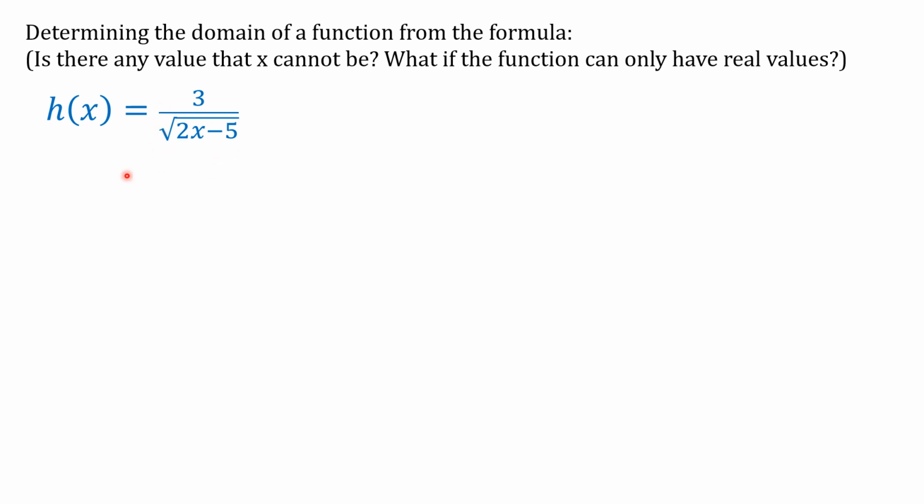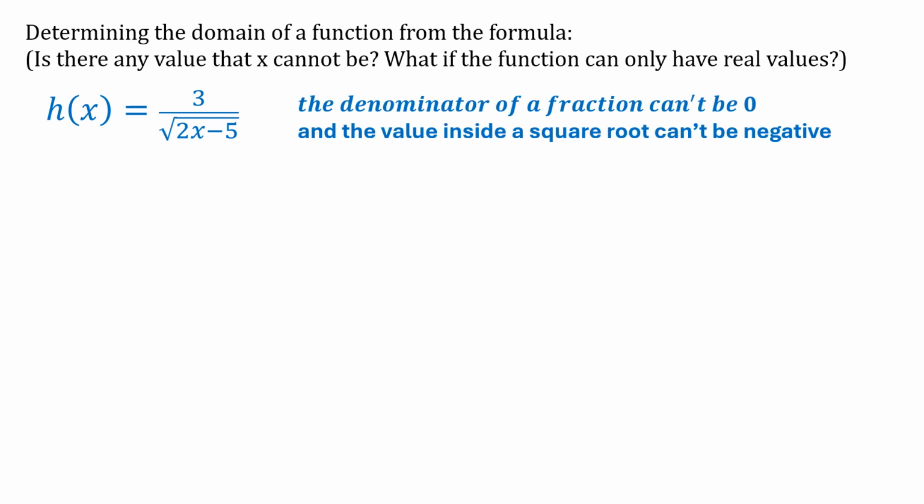So we have 2 different problems, issues, restrictions on this function. One restriction, this can't be 0. And the other restriction is this can't be negative. So let's think about how we would write that restriction out and test it. Can't be 0 and it can't be negative.